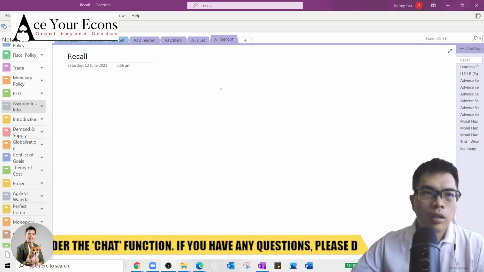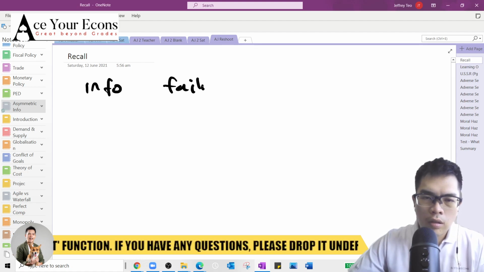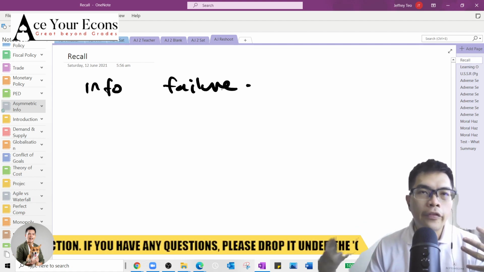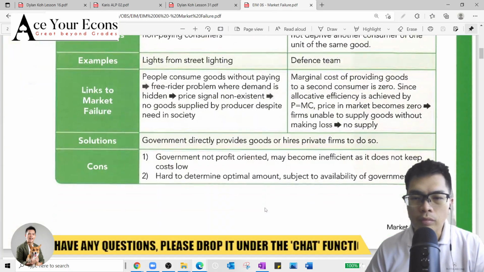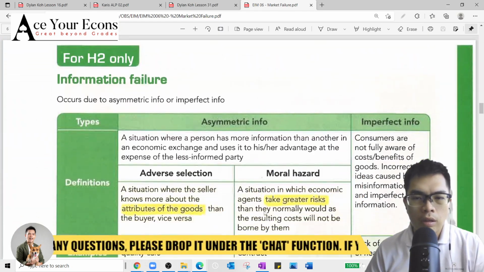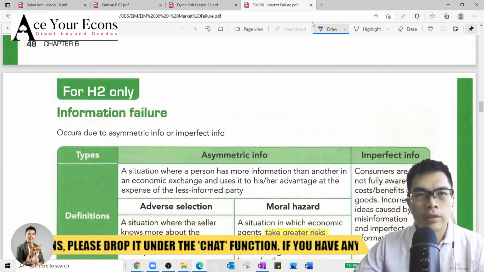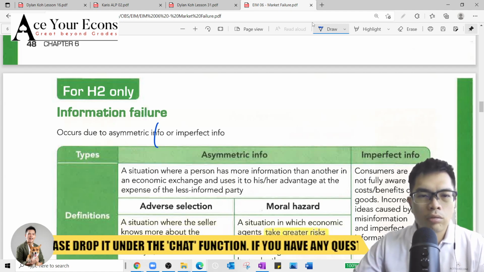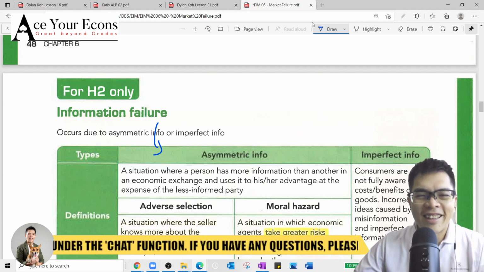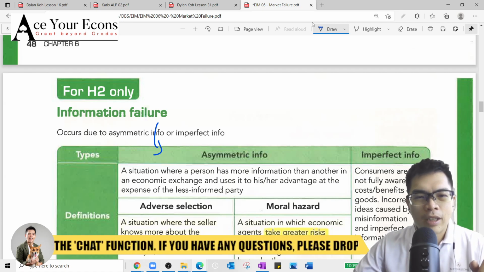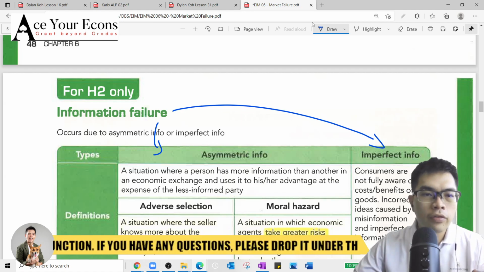Information failure, adverse selection, moral hazard. So we actually covered info failure. There are a few categories, right? What are the main categories? Moral hazard and adverse selection. So there are two primary categories. The first one will be asymmetric information. Make sure you get the spelling right. Some of you still can't spell properly. And the second one will be imperfect info. These two fall under info failure.